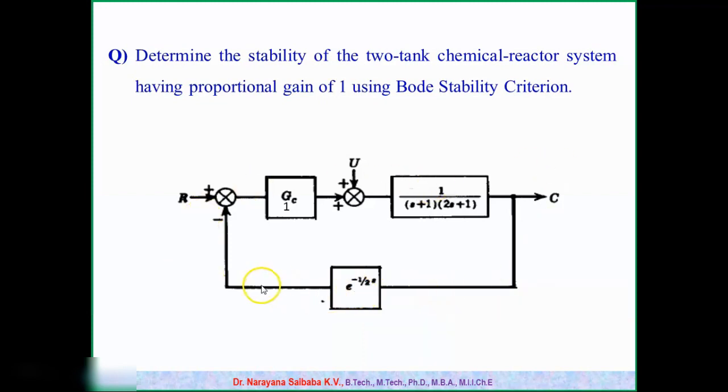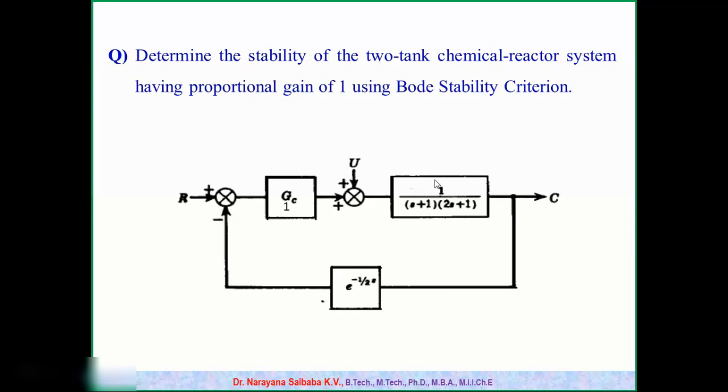Chemical reactor system. Here two systems are connected in series, that's why we got this. For non-interacting systems, we derived the transfer function and got it as R2 by (tau 1 S plus 1)(tau 2 S plus 1). So similarly here we got like this. So it is a two-tank chemical reactor system. Now we need to draw the Bode diagram to determine the stability of the system.